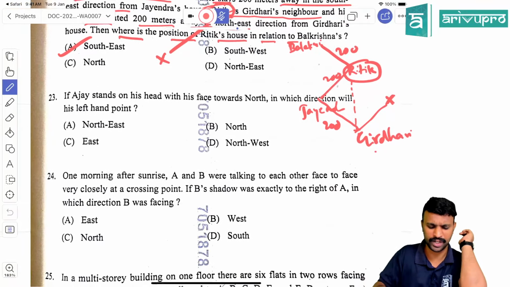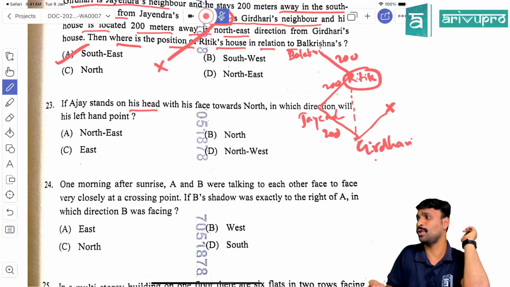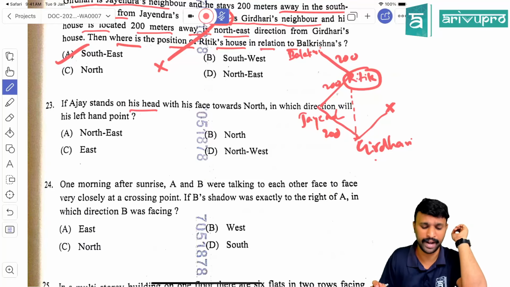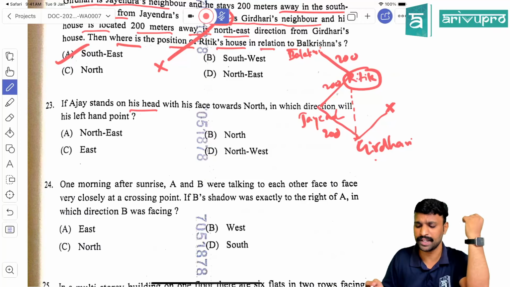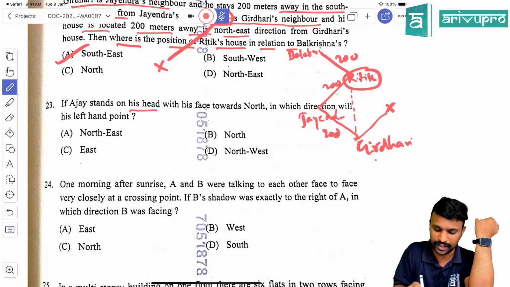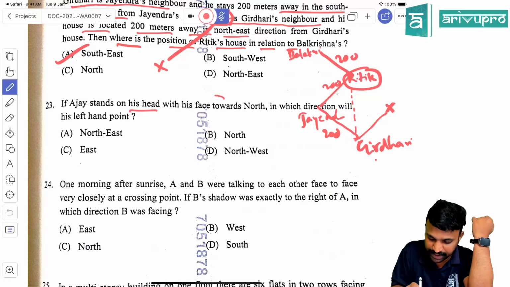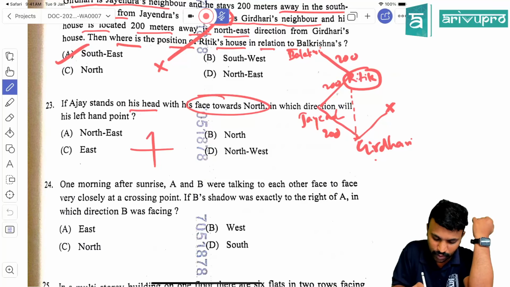Moving on to the next question, Ajay stands on his head. Guys, I told you how to solve the questions on standing on head. First of all, solve the question as though the person is standing on his feet only, then reverse the answer finally. So first of all, we are assuming as though he is standing on his feet, facing towards the north. If he faces towards the north, right hand is east and left hand is west.